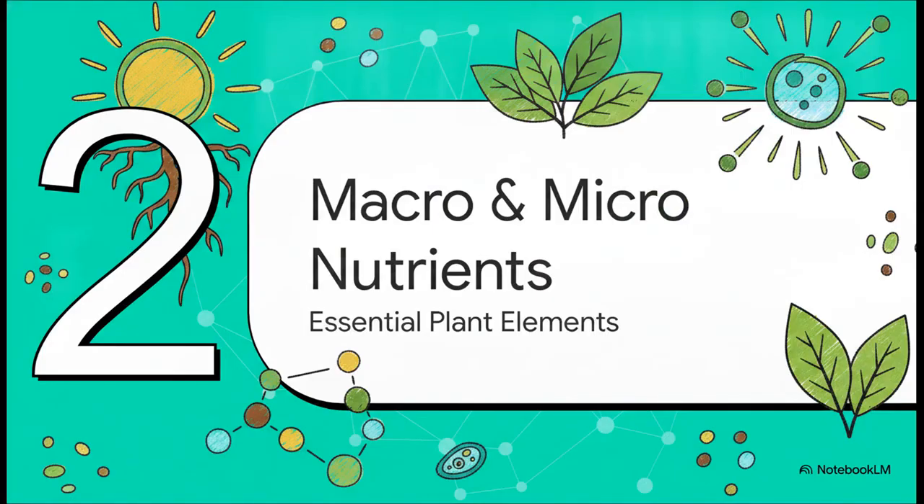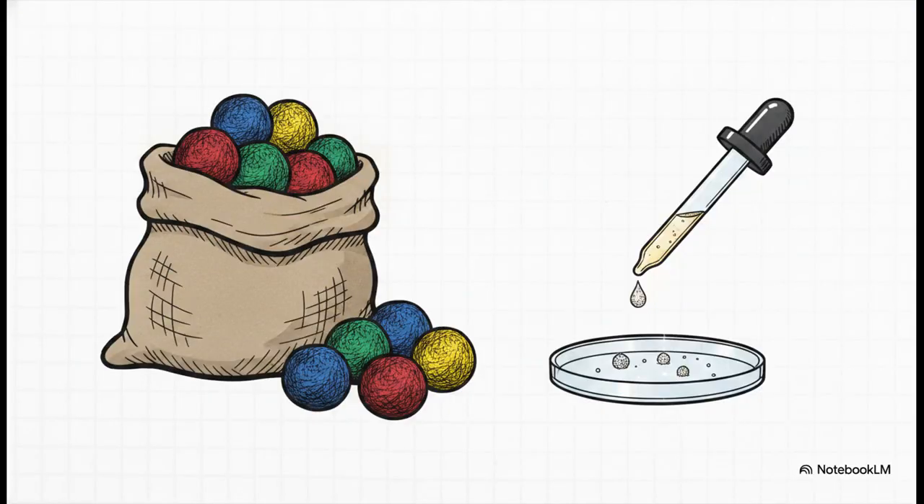Section 2. Macro and micronutrients. All right, if you want to effortlessly memorize these elements for your exam, consider these mnemonics your absolute cheat codes. For the macronutrients, which are the ones the plant needs in large amounts, just remember CHON plus NPK plus CMGS. That gives you carbon, hydrogen, oxygen, nitrogen, phosphorus, potassium, calcium, magnesium, and sulfur.